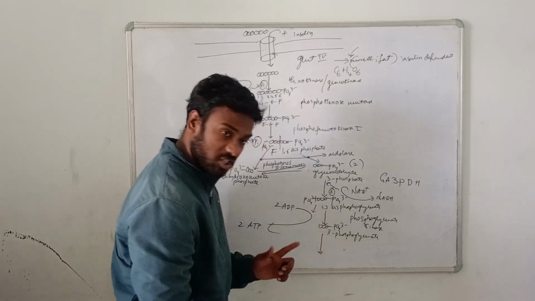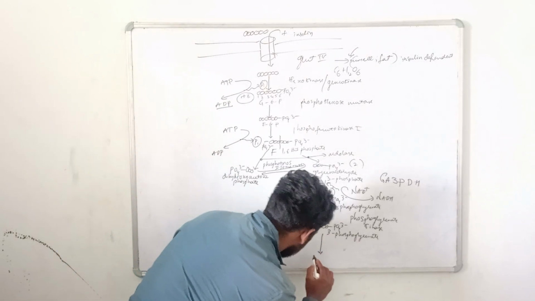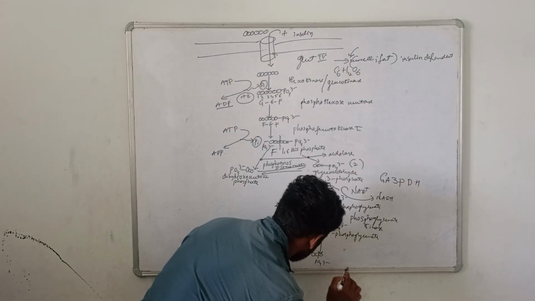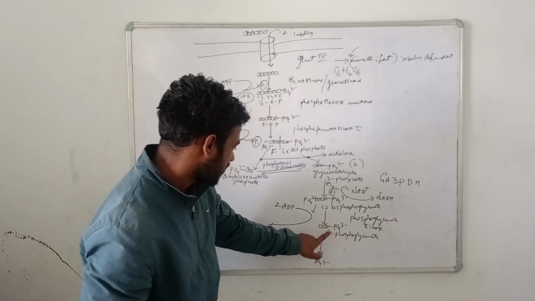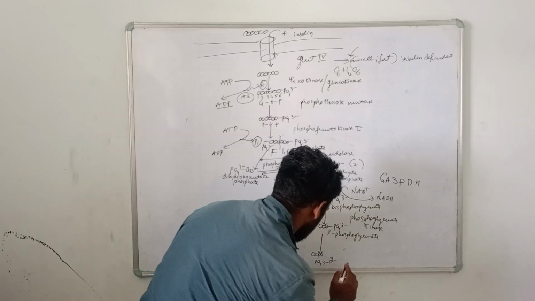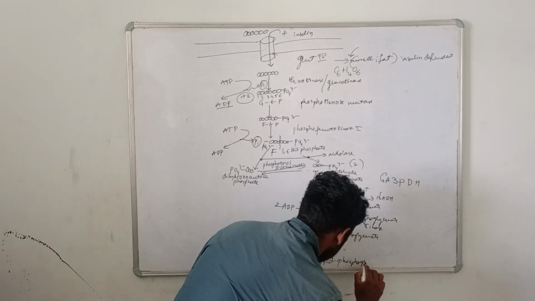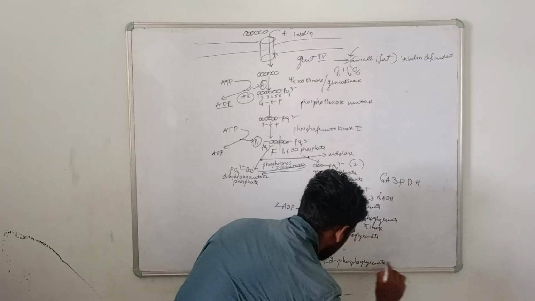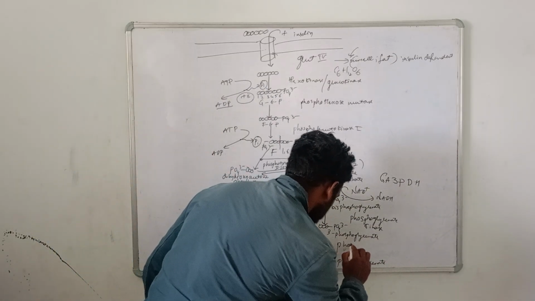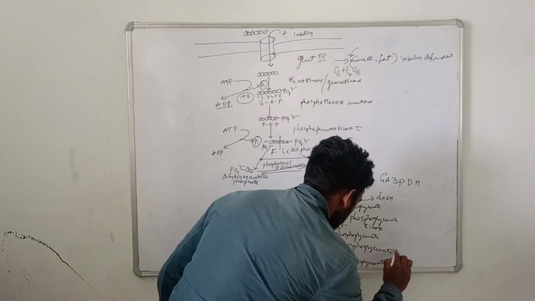Here, no addition of any compounds or any molecules, just isomerization. So here PO4 3 minus. Here phosphate is attached to 3rd carbon, and here it will be attached to 2nd carbon, name will change, that's all. 2-phosphoglycerate. The enzyme that assists here is phosphoglycerate mutase.